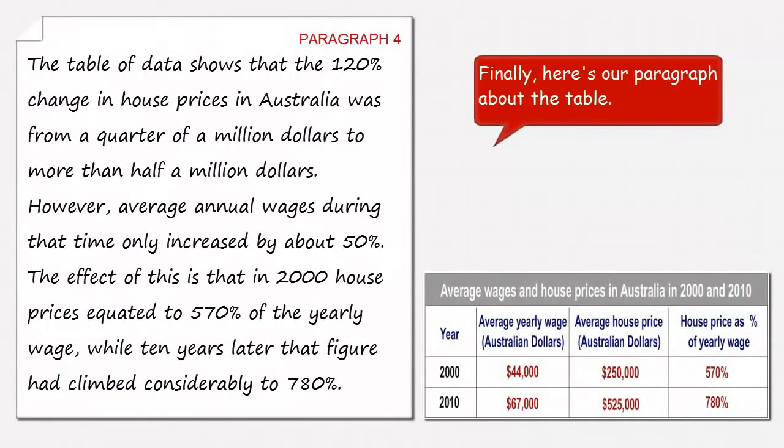Finally, here's our paragraph about the table. The table of data shows that the 120% change in house prices in Australia was from $250,000 to more than $500,000. However, average annual wages during that time only increased by about 50%. The effect of this is that in 2000, house prices equated to 570% of the yearly wage, while 10 years later that figure had climbed considerably to 780%.